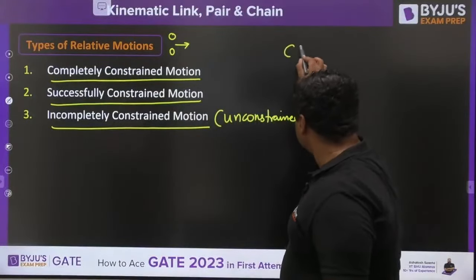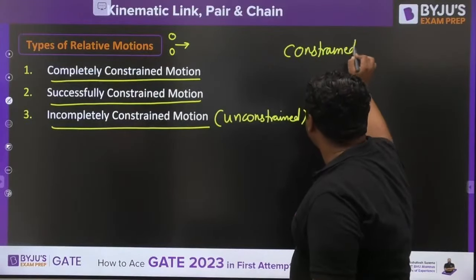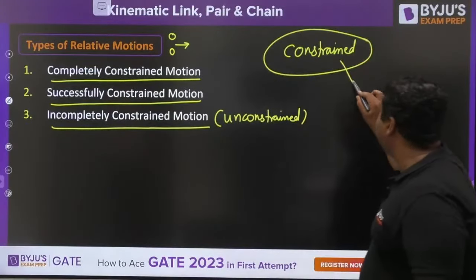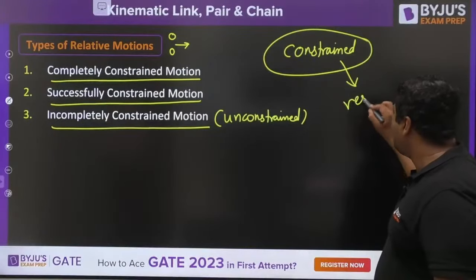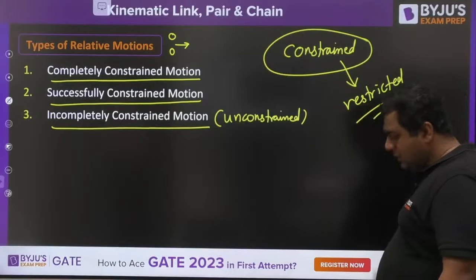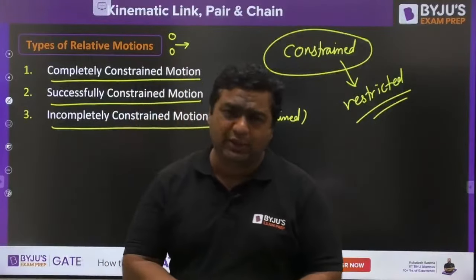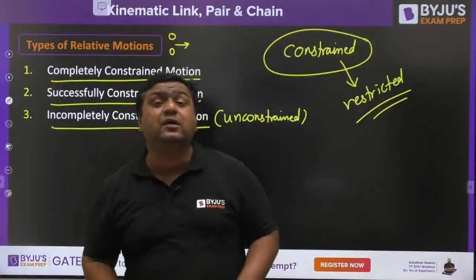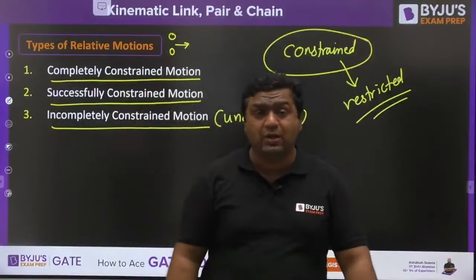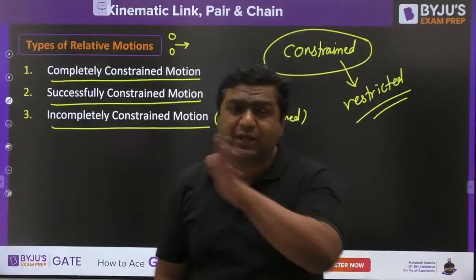There is a word used, constraint. Constraint का meaning होता है restricted. This is said to be restricted. Actually, if somebody can have n types of motion, and if we restrict n-1 types of motion, then it would be able to do only one kind of motion, that is said to be constrained motion.